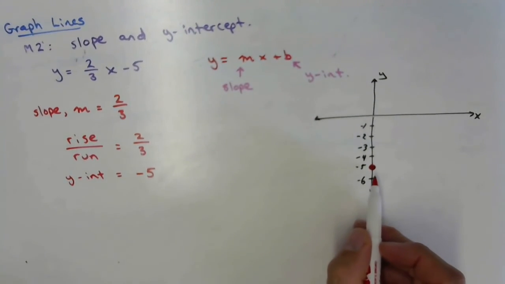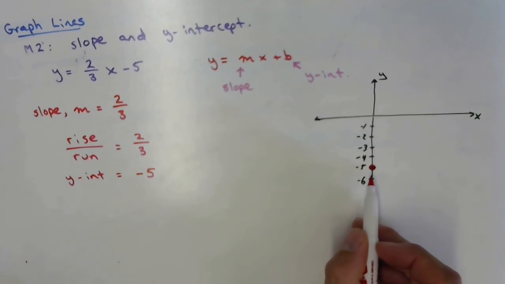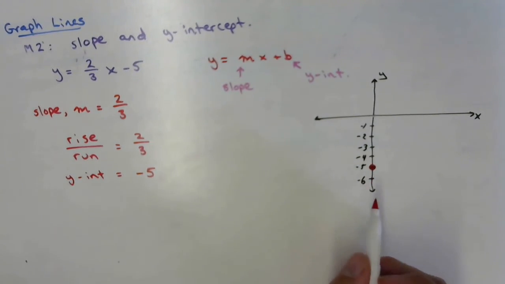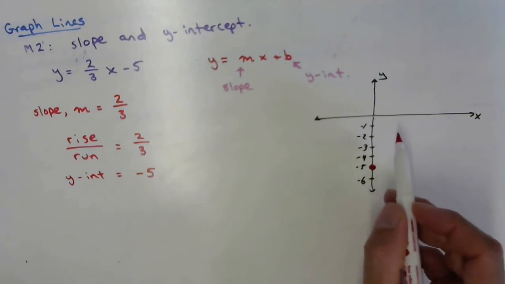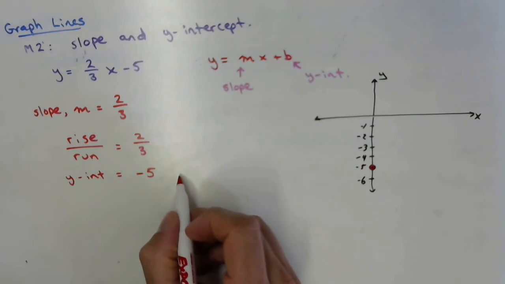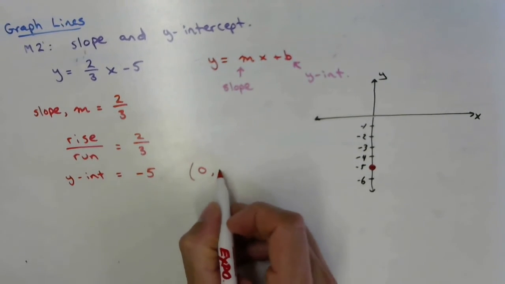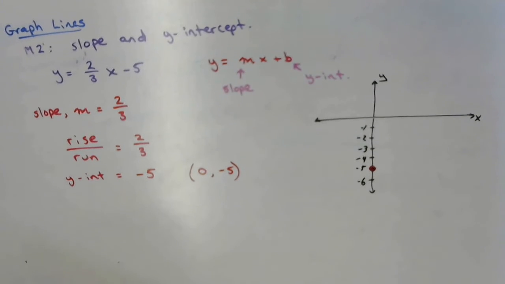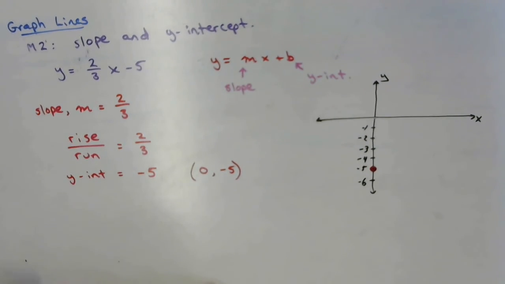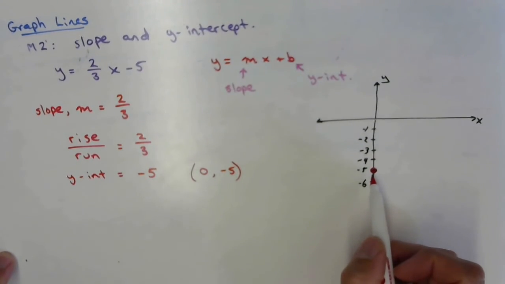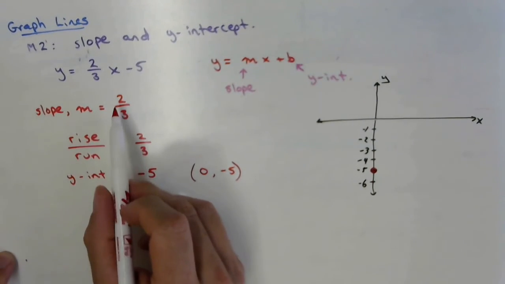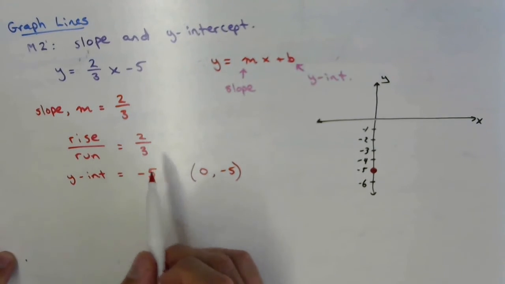Does anyone know the ordered pair that belongs to that point? What's the x value at this point? Have I moved left to right along the x-axis? Nope. So the x value is 0. So this is going to tell me that the point 0, -5 is on the line, or that the line goes through the point 0, -5. Okay? What else do I know? Well, I know my slope. I know that if that point is on it, I can get to any other point by using my slope, the ratio of 2/3.